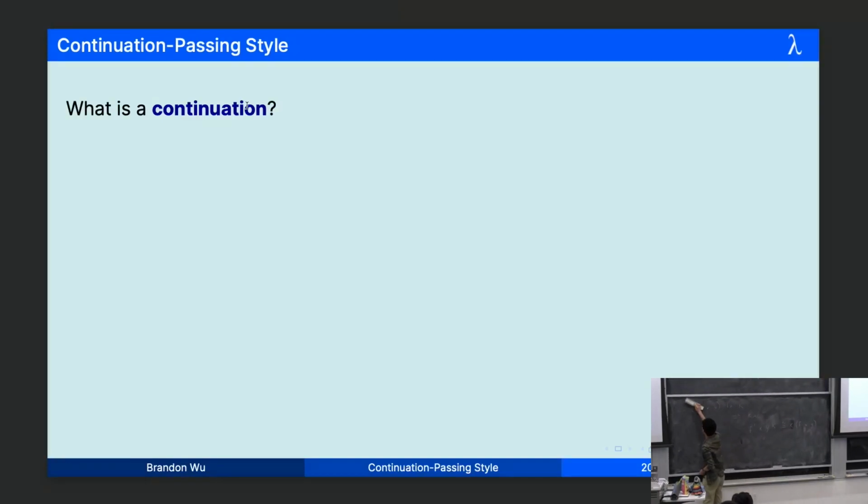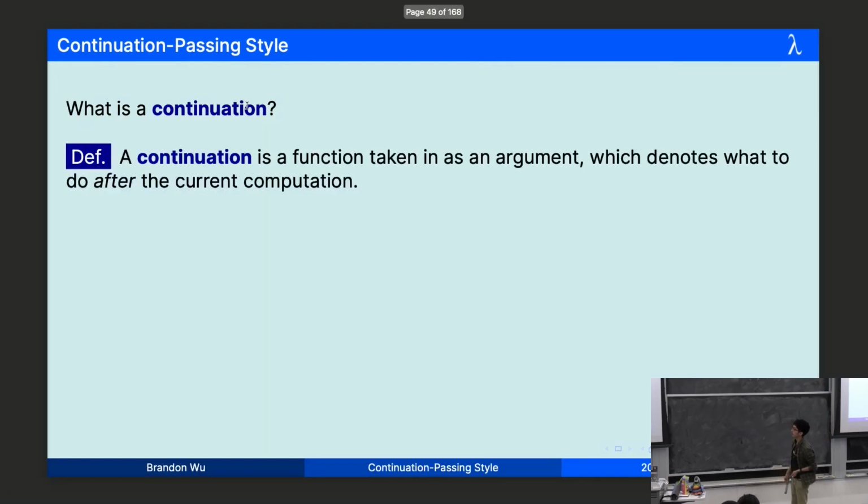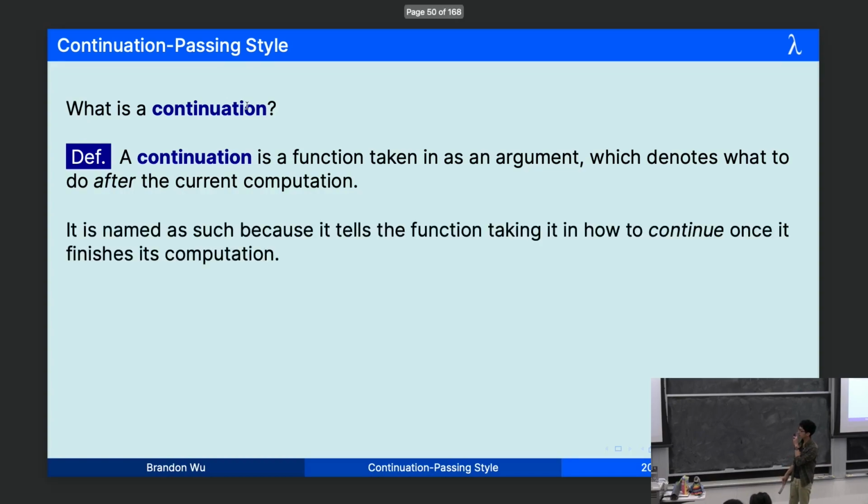But first of all, let me tell you what a continuation is. A continuation is really a function that tells you what to do next. Remember those cool functions that took in argument k, and then gave their return value to that function k. That k is called a continuation. A continuation is a function that you give as an argument that says, what do I do next? It's named as such because it tells the function how to continue, in a sense. When I'm done, how do I continue? What's my next move? Well, the continuation is the next move.